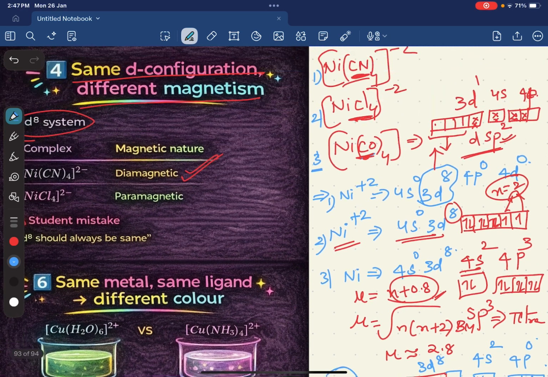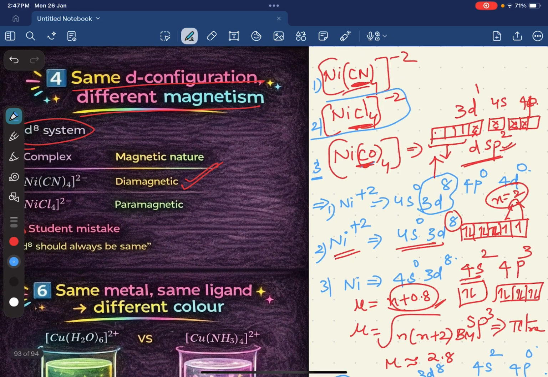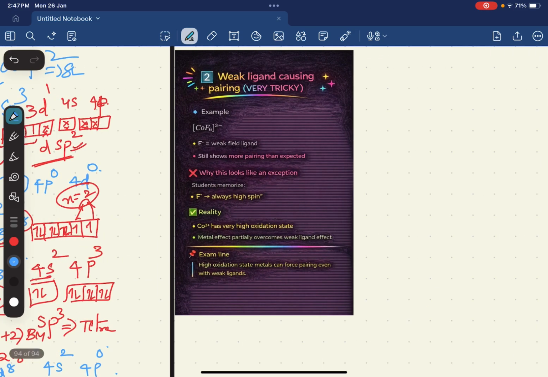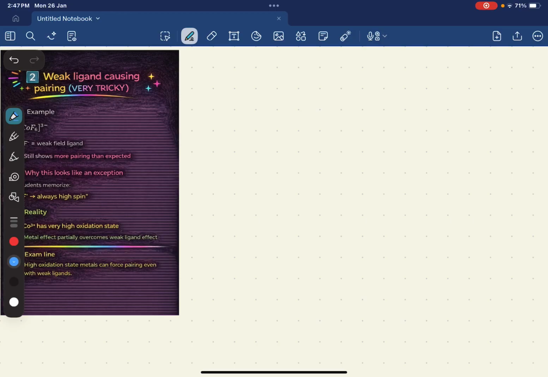That's why the conclusion is that the paramagnetic complex is only NiCl4. This is diamagnetic, this also diamagnetic, and this alone is dsp2. These two are sp3 tetrahedral shape and the first one is square planar shape. So these are the overall important points, students.